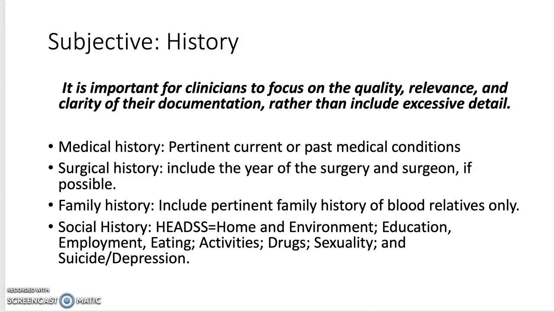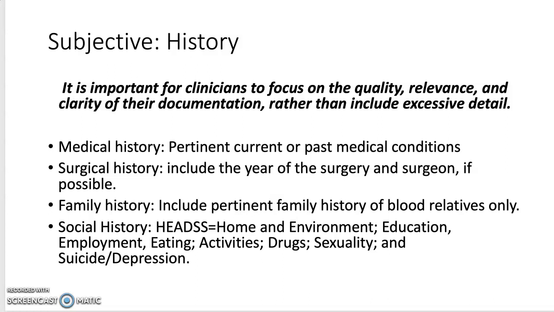When taking a surgical history, try to include the year of the surgery and the surgeon if possible. A family history should include pertinent family history of blood relatives only, unless the patient has sick household contacts and is seeking care for a contagious illness. Avoid documenting the medical history of every person in the patient's family.